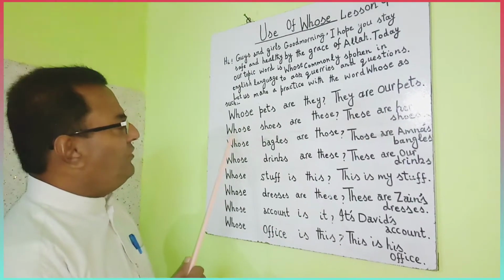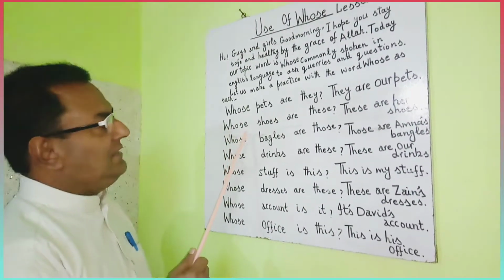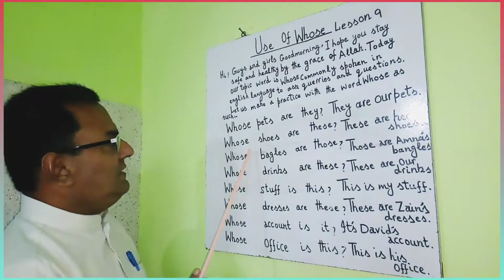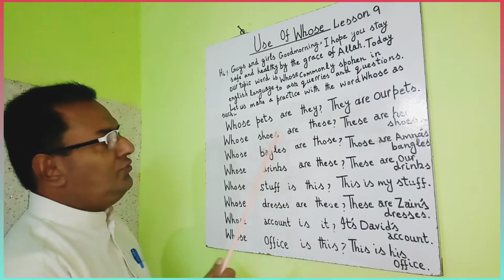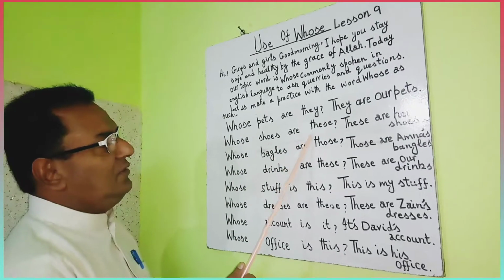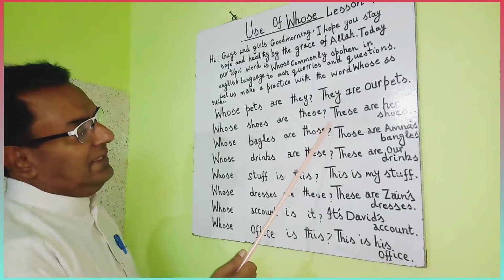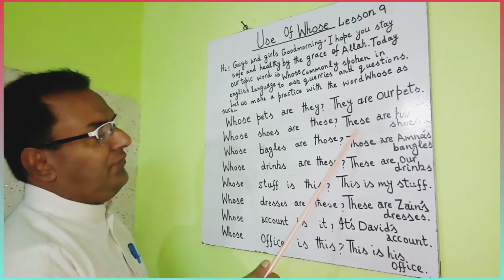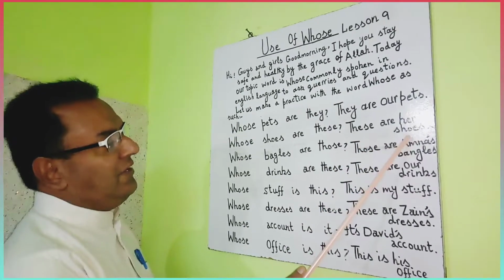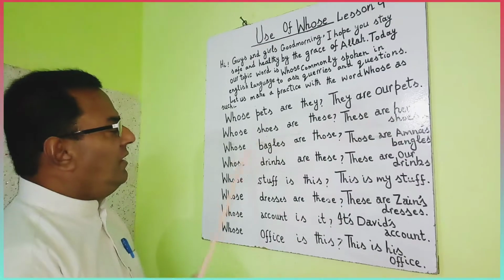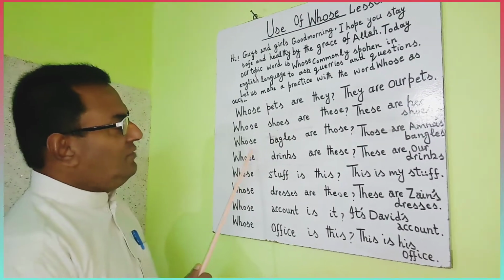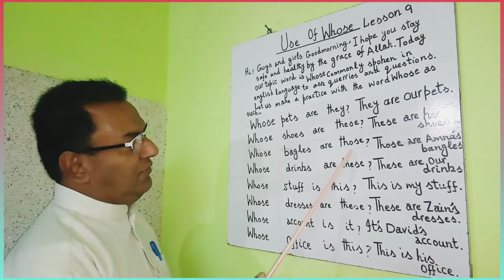And you can see the next sentence, which is: Whose shoes are these? And a possible answer is: These are her shoes.